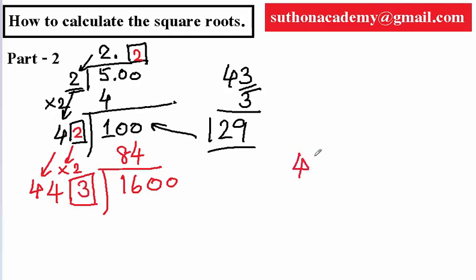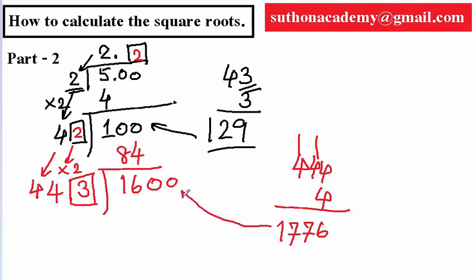So in this case, I think 4 is impossible, so I reduce to 3, right? Because 4 times 4 is impossible, because this one is 16, 7, 177, which is greater than 1600. So in this case, I think of the number 3, right? Number 3 here.